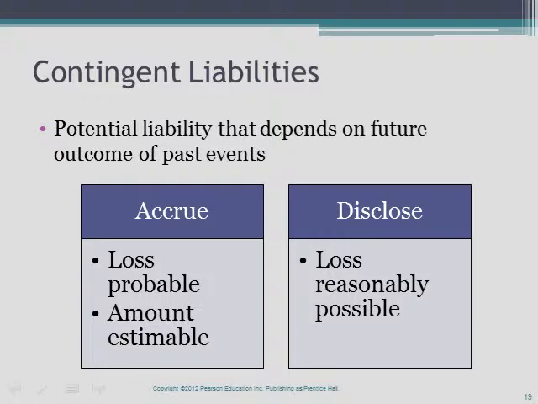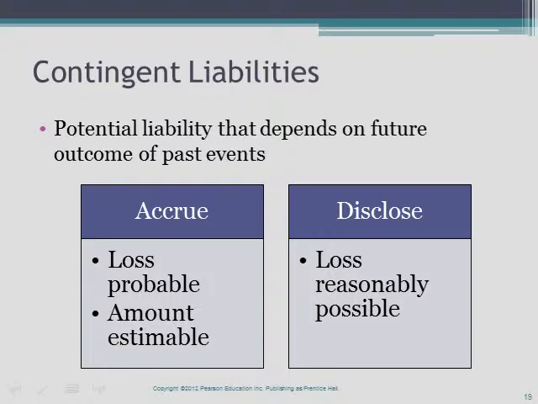The principle of representational faithfulness requires that companies disclose the substance of their financial position and results of operations in a way that is as transparent and complete as possible. With liabilities, that principle says, when in doubt, disclose. When necessary, accrue. The Financial Accounting Standards Board, or FASB, provides these guidelines to account for contingent liabilities.